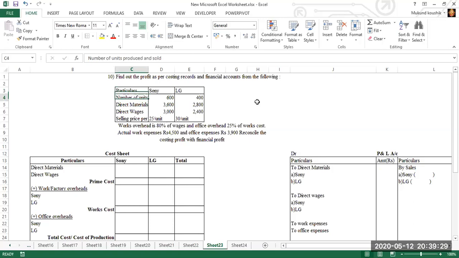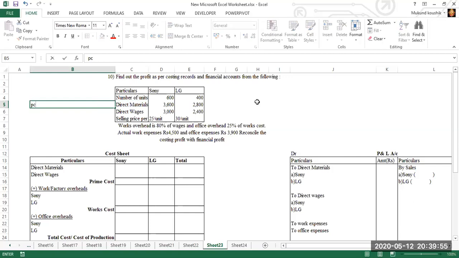Now what they have given is the number of units particular to Sony and LG. There are two companies, the first company is Sony and the second company is LG, and the number of units produced by Sony is 600 units and by LG is 400 units. Now for manufacturing the 600 and 400 units, the direct materials are 3,600 and 2,800. So direct materials is an item of prime cost, and direct wages also is an item of prime cost.